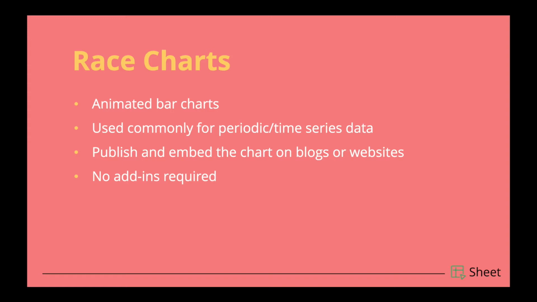In race charts, the bars race against each other in such a way that they visually denote the changes in the periodic data. So you can see how the data increases or decreases along the given period of time. Once you've created and customized a race chart inside your spreadsheet, you will want to share it with others. So for that, you can simply publish your chart externally and even embed it on your blog or website. And the best part of creating race charts in Zoho Sheet is that you do not require any extra coding or add-ins for creating them.